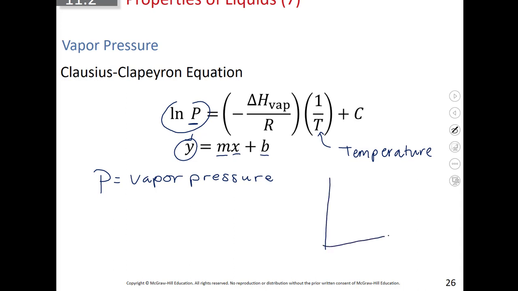Good. So if I had a line like this, I have the y-axis, the x-axis. B is where it crosses the y-axis. The slope of this is m. All right, back to geometry. So this term here would be my m. The reciprocal of temperature, or 1 over temperature, would be my x, my independent variable. And then c is going to be my b, my y-intercept.